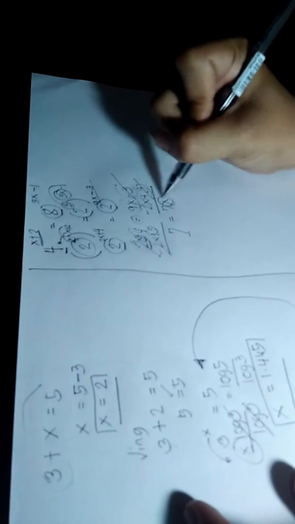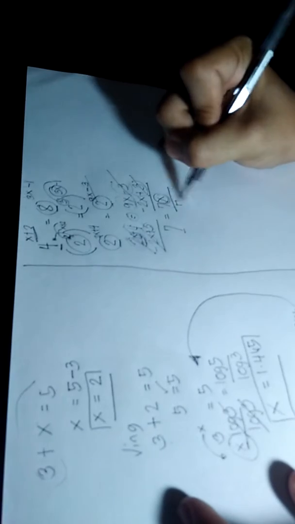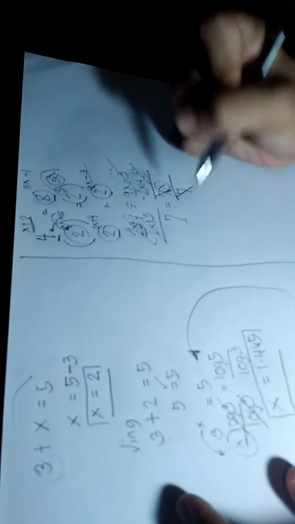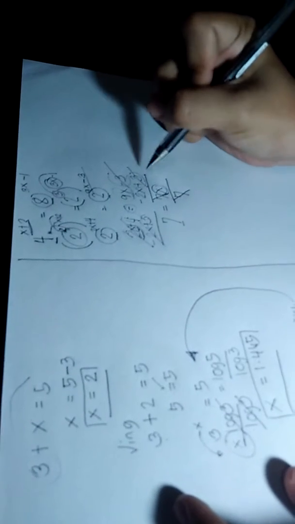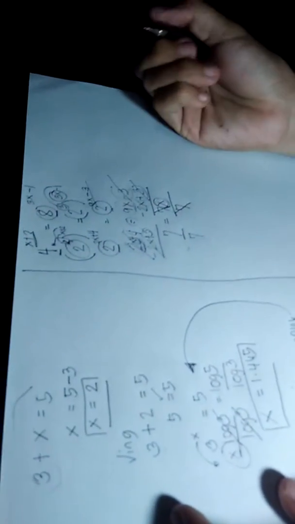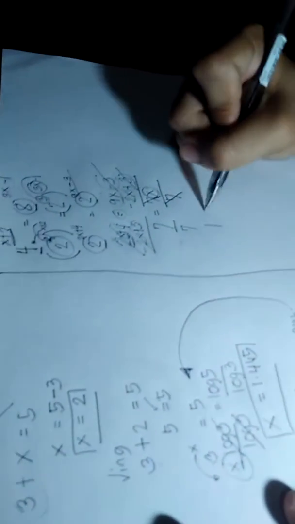But there is already x here. So we have to cancel the 7 so that x will be the one remaining. And since our rule is that what we do on one side will also be done on the other side, we divide by 7. We all know that 7 divided by 7 equals 1. So x is equal to 1.